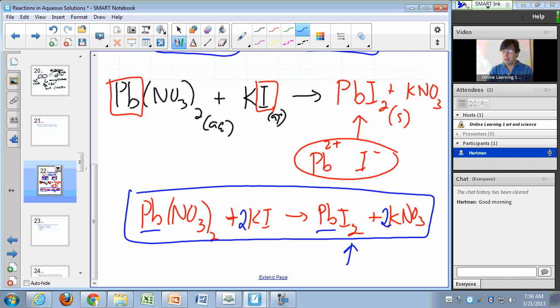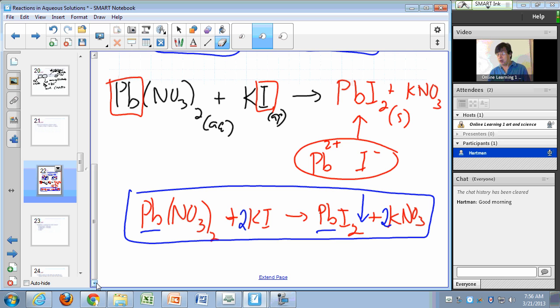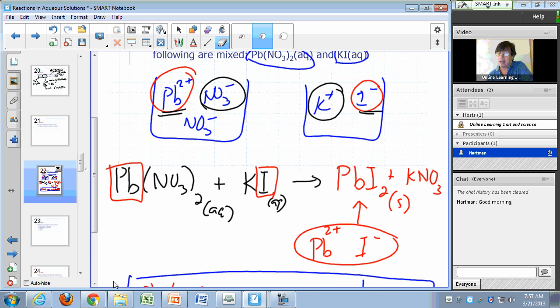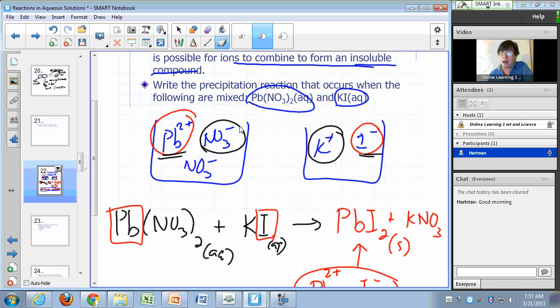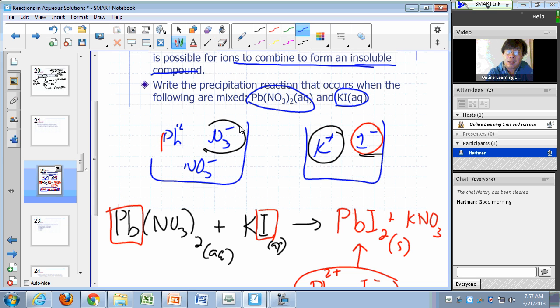You can also put a downward pointing arrow next to PbI2 if you want to indicate that you're dealing with a precipitation reaction, that PbI2 is a precipitate. Now, like we mentioned last time, this is what we would call a molecular equation, where you're writing the complete formulas of the substances involved in the reaction. But this is not really the best way of representing what happens, because the only thing that really happened here is that your lead ions combined with your iodide ions.